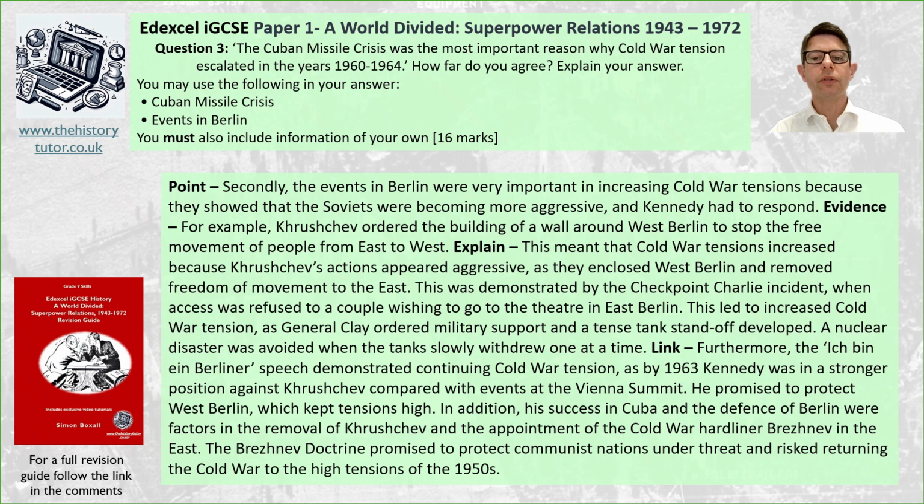So, for example, Khrushchev ordered the building of the wall around West Berlin to stop the free movement of people from east to west. This meant that Cold War tension increased because Khrushchev's actions appeared aggressive, as they enclosed West Berlin and removed freedom of movement to the east.